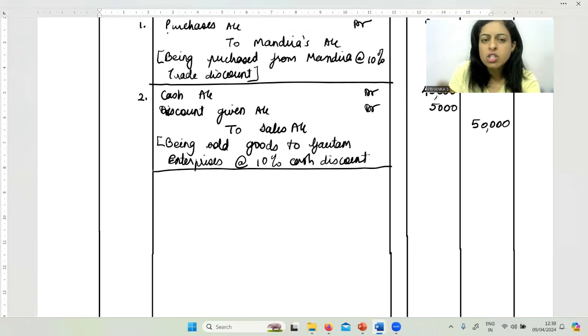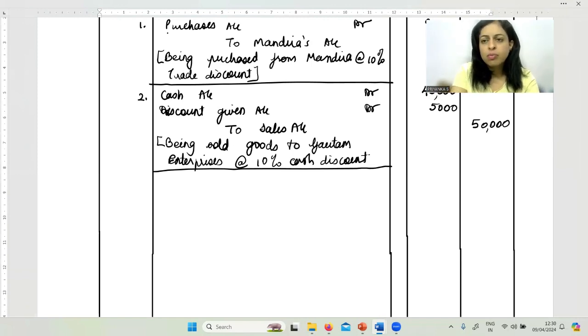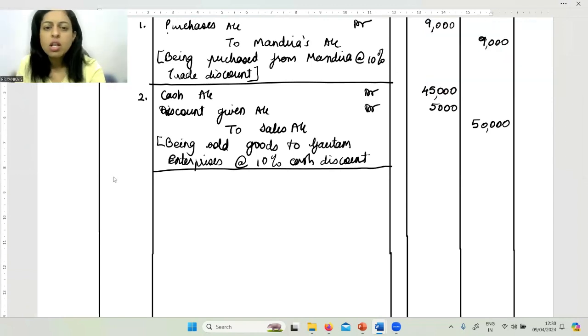The first entry just dealt with trade discount. The second entry dealt with only cash discount. Okay. Now we are going to go to the third transaction.